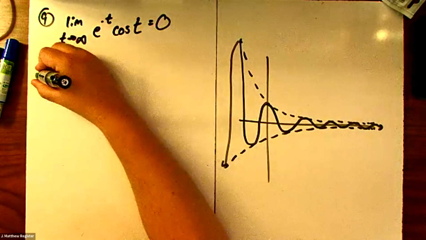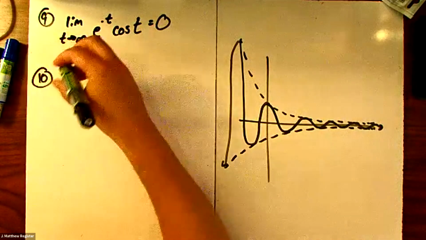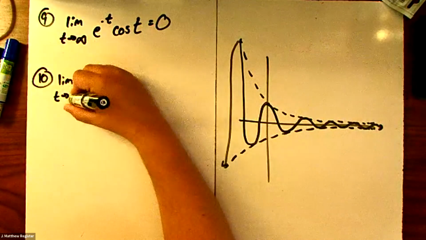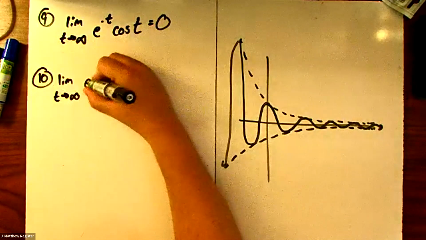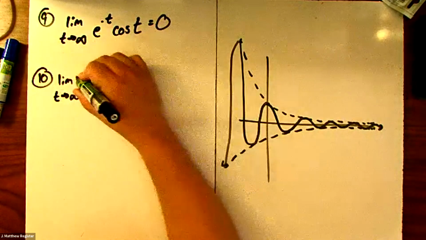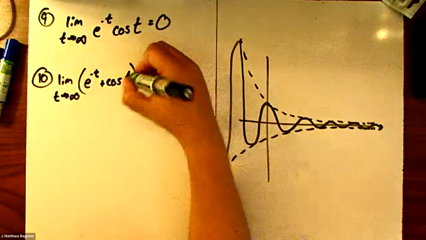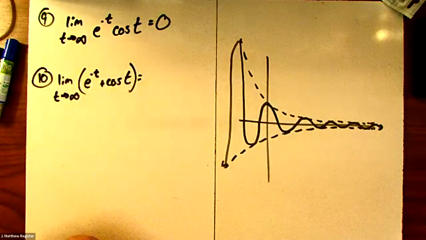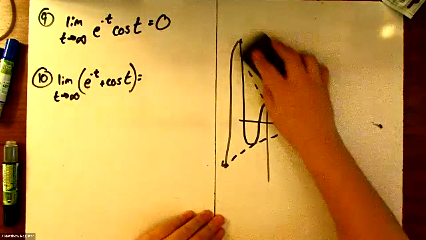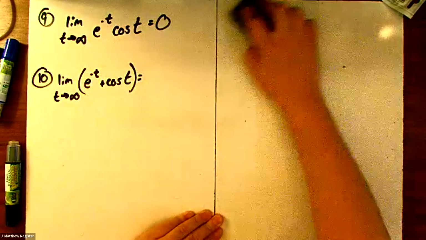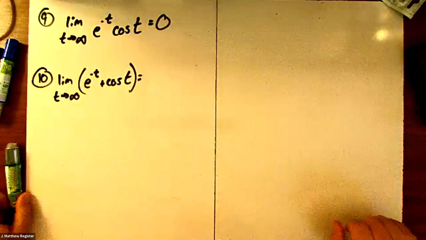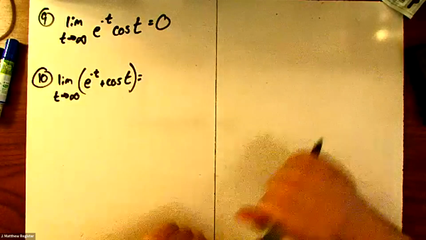Number 10 is a little different. So 10 says, what's the limit as t goes to infinity of e to the negative t plus cosine of t? So now instead of multiplying, they're being added together. And so when we add these together, something weird happens.